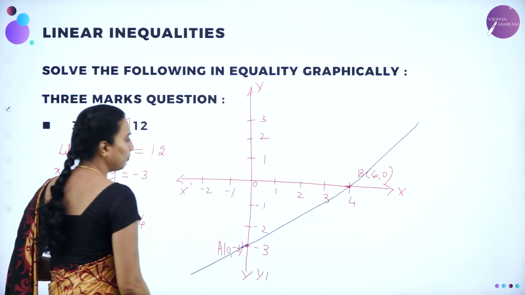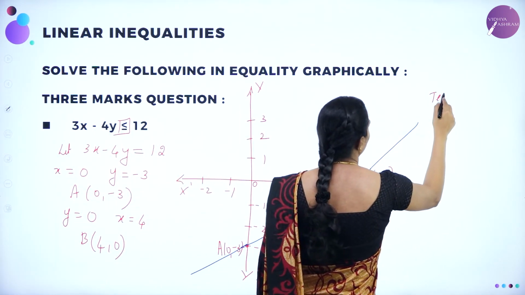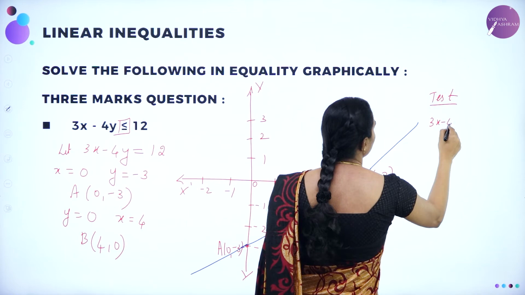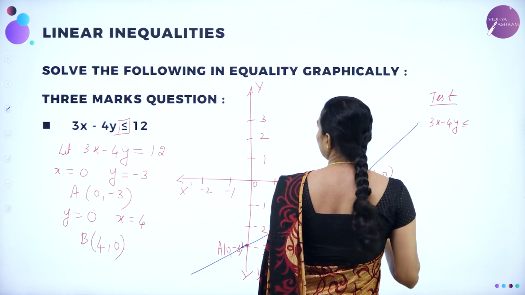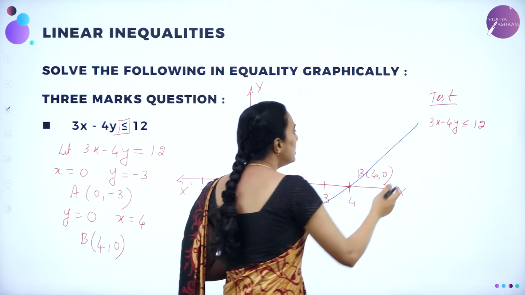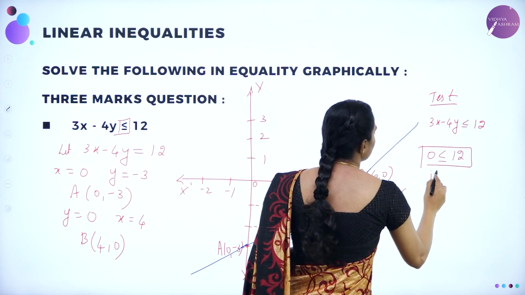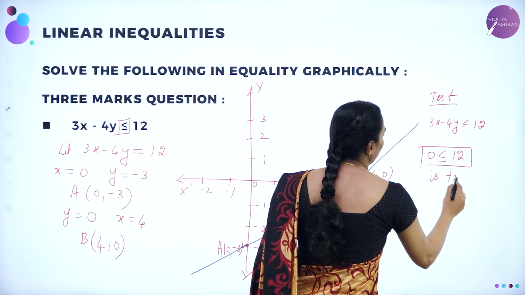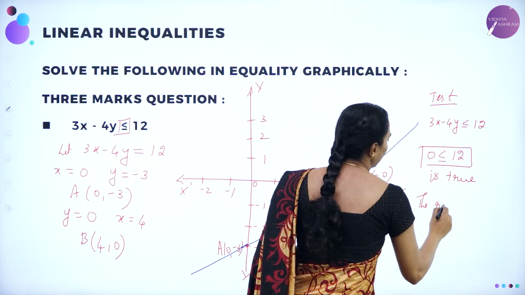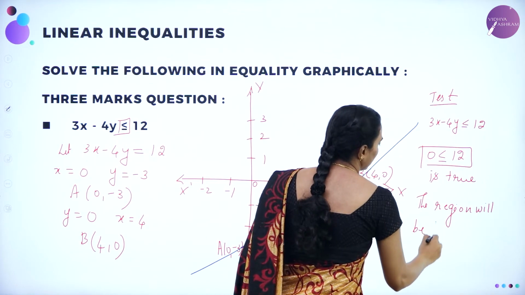Now you have to test for the origin, whether the region is towards or away. So test for the origin. Let me write the given inequality, that is 3x minus 4y is less than or equal to 12. Now put x equal to 0, y equal to 0. 0 minus 0 is 0. 0 is less than or equal to 12. Obviously the condition is true. 0 is always less than 12. Therefore the region will be towards the origin.